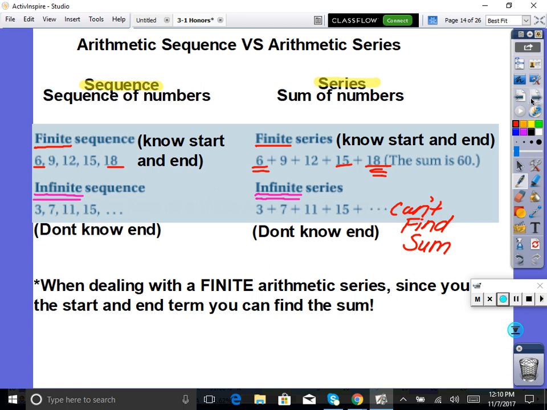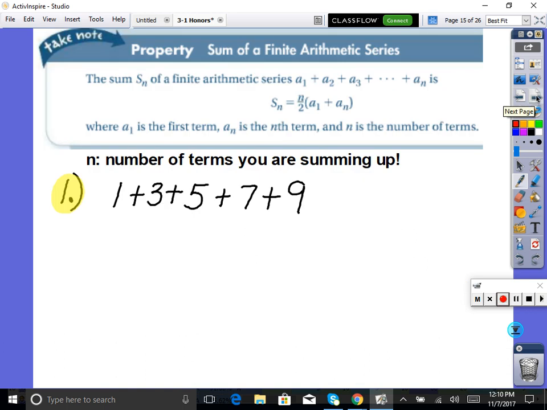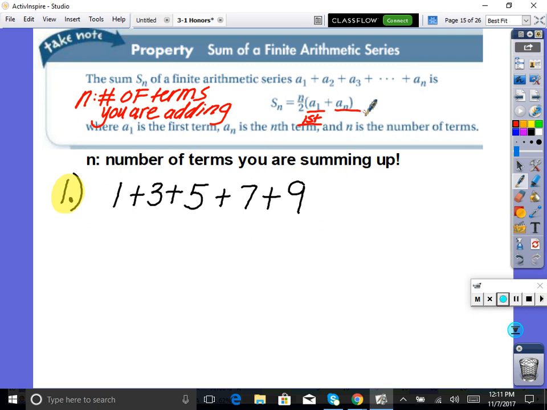A formula for a finite arithmetic series is on your worksheet already. So here it is. S sub n means the sum of n number of terms equals n divided by 2 times a sub 1 plus a sub n. So just write this down. N is the number of terms you're summing up. Now in this formula, a sub 1 means the first term you're adding up in the series, and a sub n is the last term you're adding up in the series.